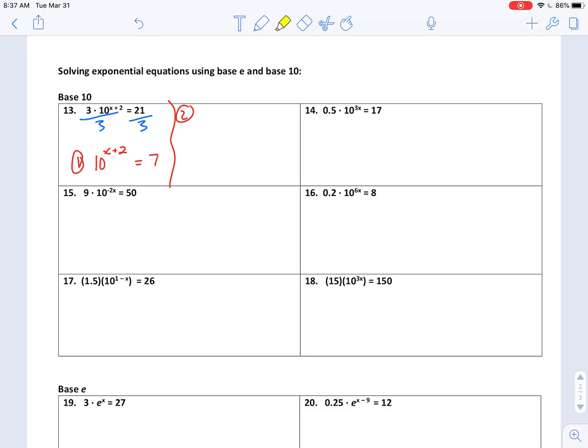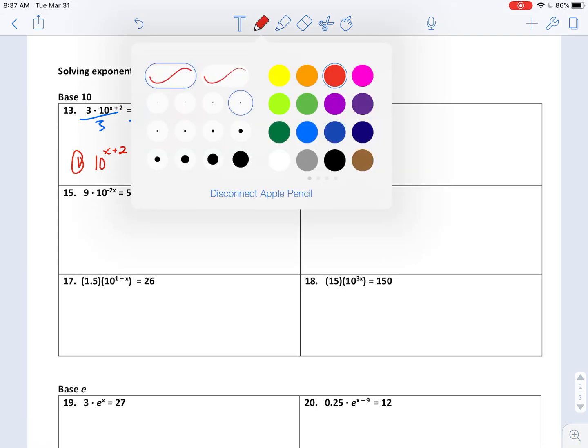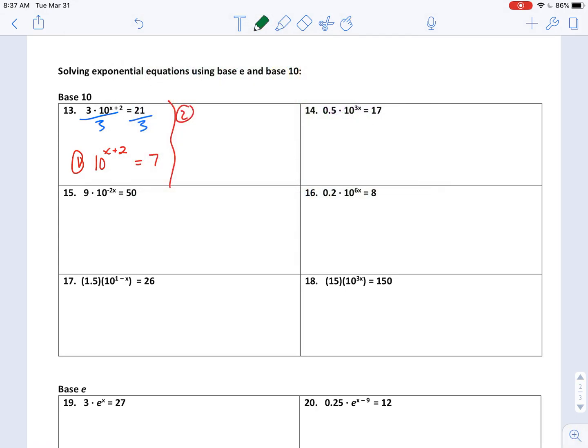And then our next step here, so that's step 1. Step 2, we need to get rid of this exponent. So we can write this in logarithmic form. So we can write this as log, what's the base of my exponent? It's 10. The exponent always goes off to the right. And seven's going to go in the log.